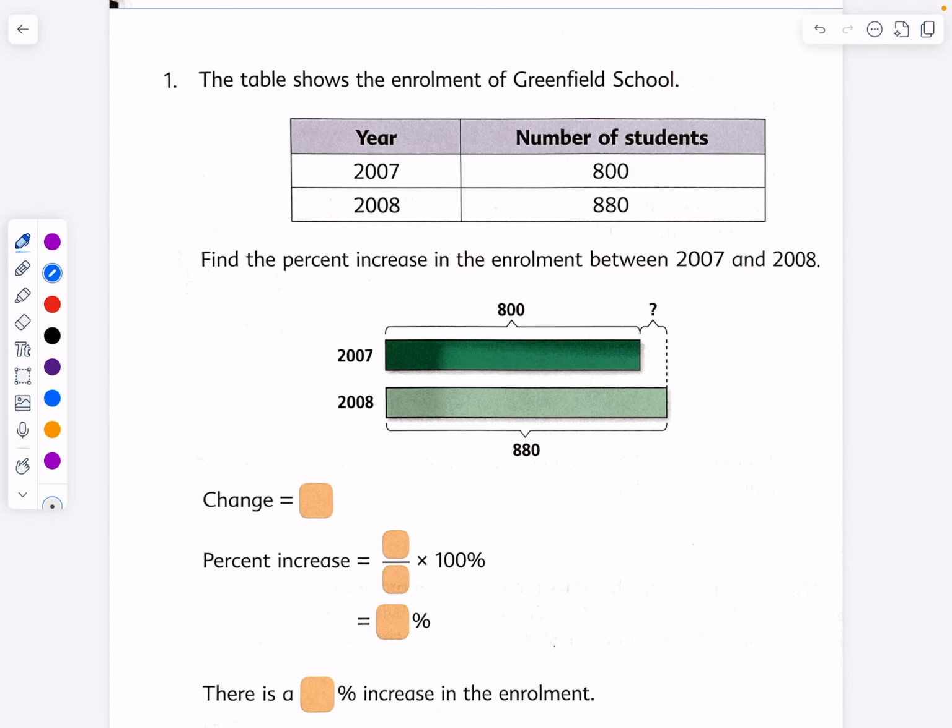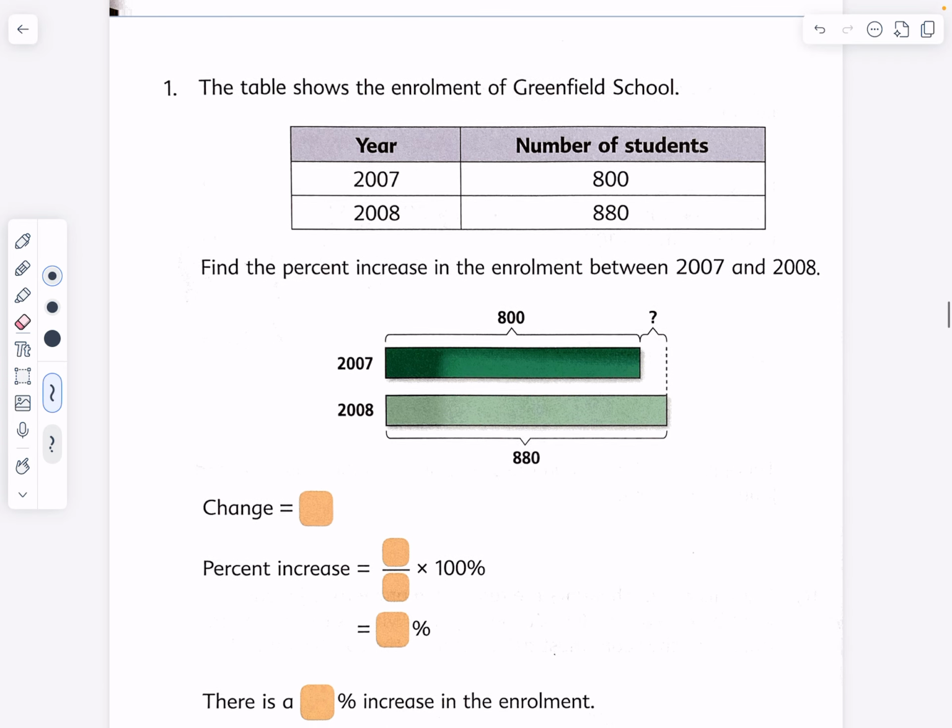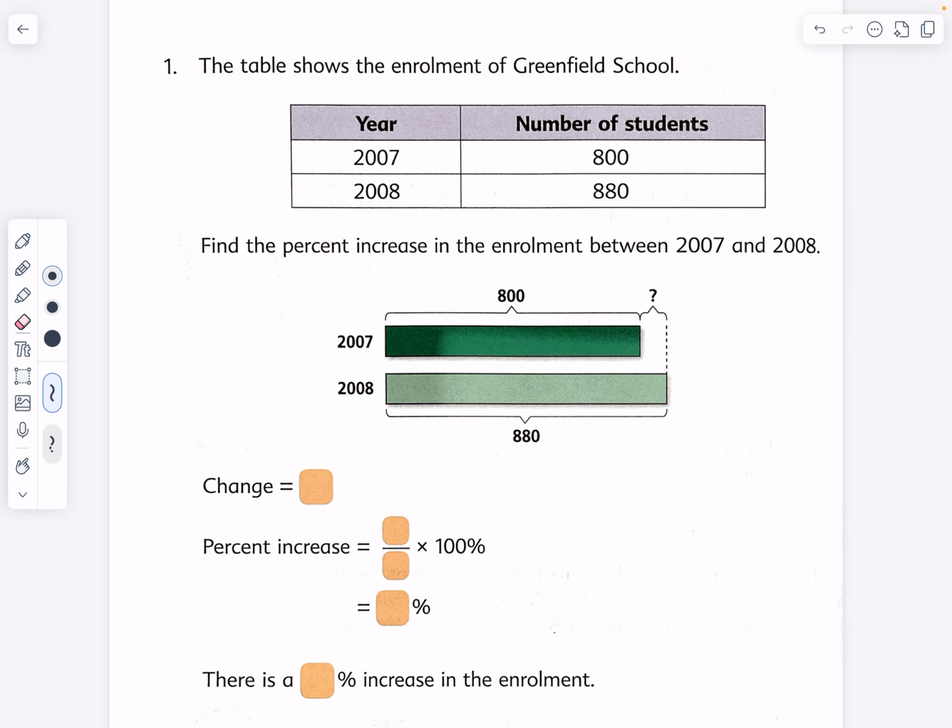Hello, today we will continue looking at percent change problems that have to do with percent increase or percent decrease, depending on the word problem. Let's begin. We are on page 80 of our textbooks. Let me write it down. Page 80. The table shows the enrollment in Greenfield School.